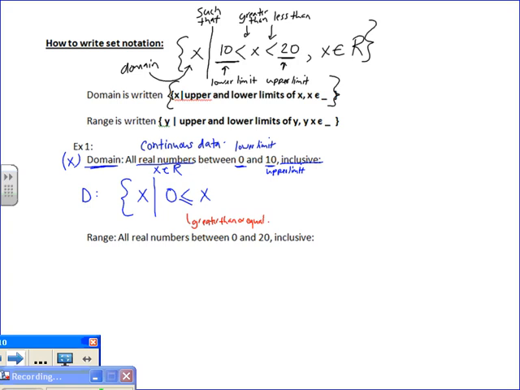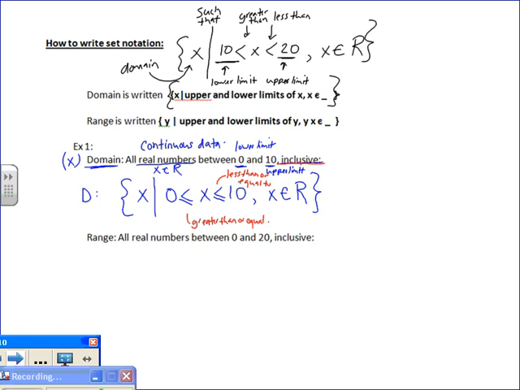And I know that it can be equal to because those points are included. Okay. My upper limit is 10. And x is less than or equal to 10. So it goes all the way up to 10. So I'm going to use this sign right here, which is telling me that x is less than, okay, or equal to 10. Okay. Finally, the last thing I have to say here is that this is continuous data, x is a member of capital R, the real numbers. And I close the brackets.